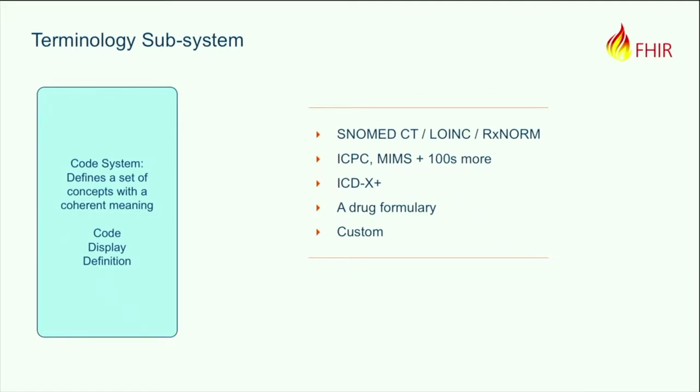start with a code system, and the code system is where your concepts are defined. Obvious examples being SNOMED or, as I said, LOINC, ICD, or custom. FHIR actually allows you to define your own set of code systems if you want to. Obviously, it's not a preferred way of doing things, but the option is there.